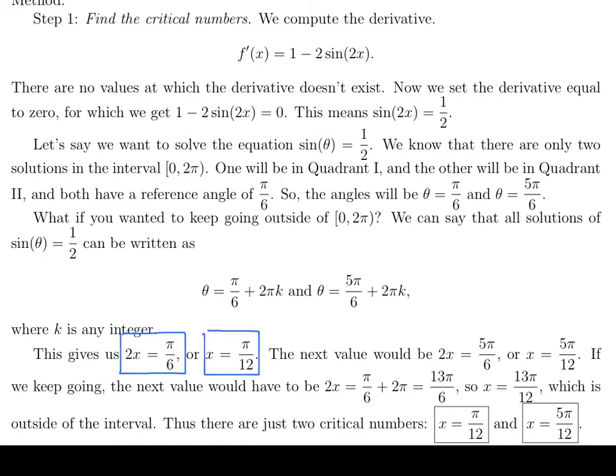Now, what's the next value? Well, our next solution of sine theta equals 1/2 is 5 pi over 6. And so that's where we get this guy. And of course, that gives us x equals 5 pi over 12. Now we can keep going.